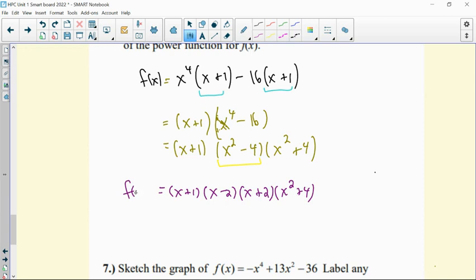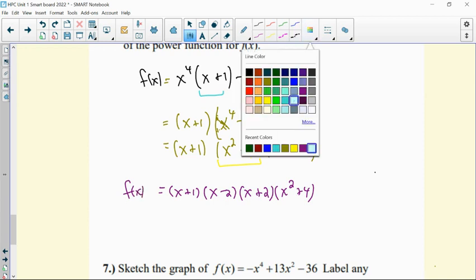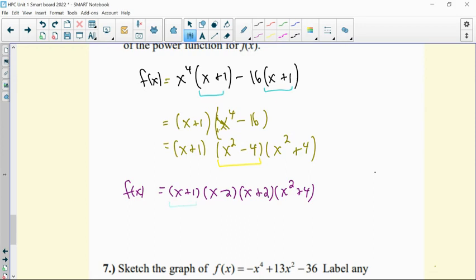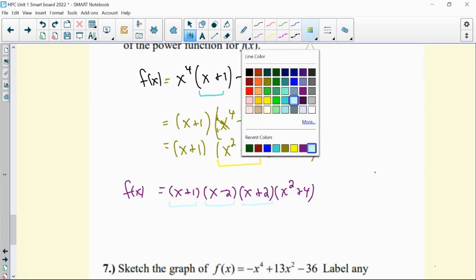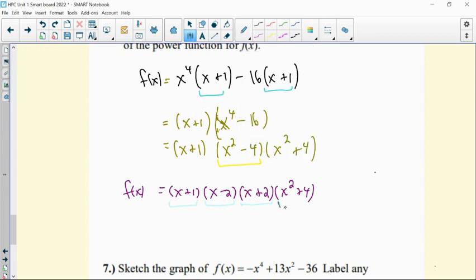And so I have 3 real x-intercepts. One of them comes from that factor of negative 1. Oh, there's the bell. One of them comes from the factor of 2, and one of them comes from the factor of negative 2. Now, the final binomial here, x squared plus 4, is not going to give us any behavior along the x-axis. That's only imaginary solutions. So I can temporarily ignore that. I'm only going to have those 3 zeros.